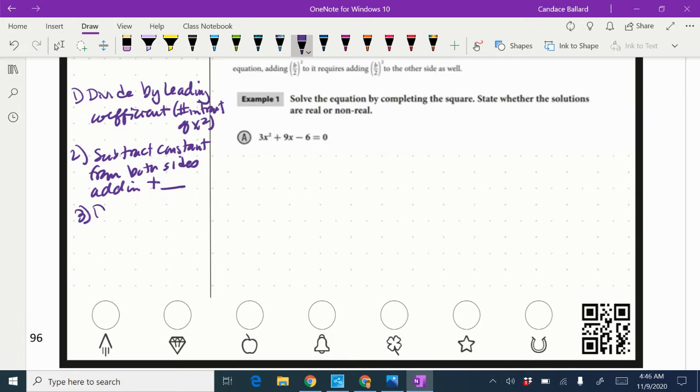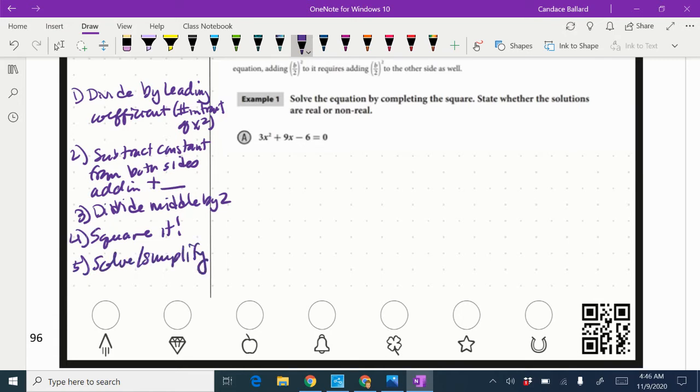And then we're going to divide the middle term by 2. And then you're going to square it. That is where the completing the square part comes in. And then you're going to solve or simplify. So let's go ahead and try this first one together.